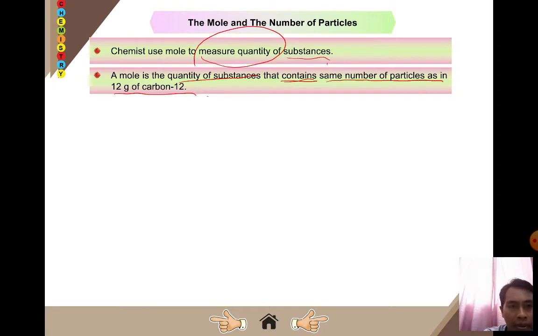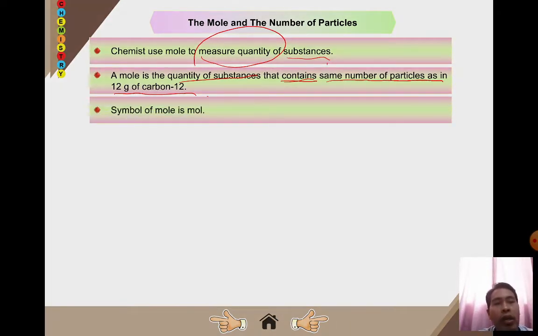Dia adalah kuantiti bahan. Kita gunakan unit dia untuk mengukur kuantiti bahan sesuatu atoms, molecules ataupun ions. Kalau kita nak timbang berat, macam cikgu sebut, kita guna kg. Kita nak timbang panjang, kita guna sentimeter. Tapi kalau kita nak mengira kuantiti atoms, molecules, ions, kita menggunakan mole. Itu adalah unit dia. Okay. The symbol of mole is mole lah. Simbol dia adalah mole. Cuma ejaan saja berbeza lah.